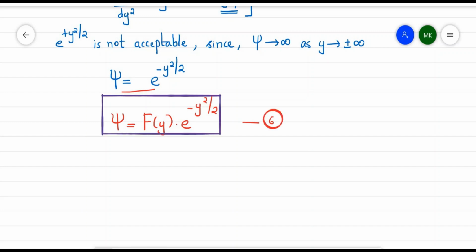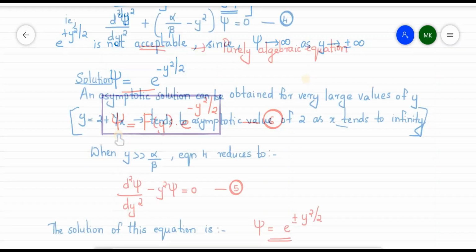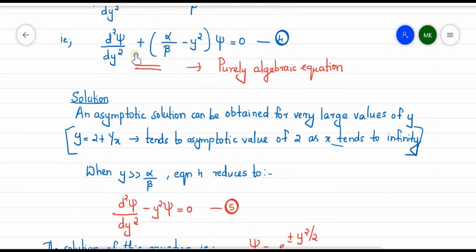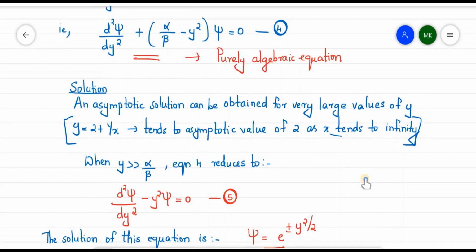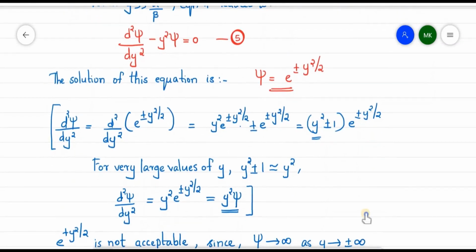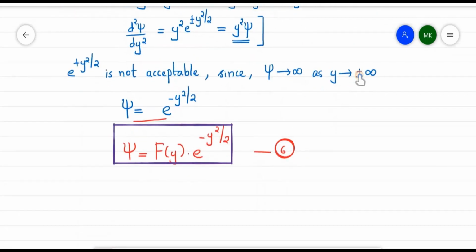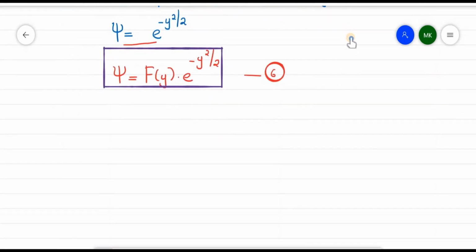So out of the two solutions, xi equals e raised to plus or minus y square by 2, xi equals e raised to minus y square by 2 satisfies the boundary condition. So the general solution of the equation 4, that is d square xi by dy square plus alpha by beta minus y square into xi equals 0, that is equation 4. So the general solution of this equation will contain the factor e raised to minus y square by 2, and therefore the complete solution of equation 4 will be of the form xi equals f of y e raised to minus y square by 2.